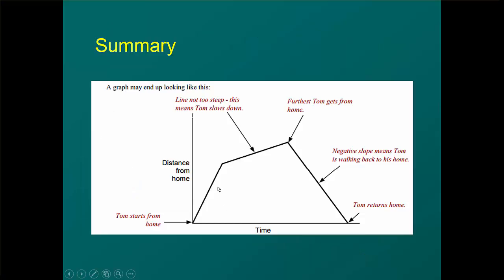So a graph may end up looking like this. Tom starts from home. This is his distance he travels away from home. Here, the line, he's going at a pretty good clip, but then he kind of slows down. It's still at constant speed, but he's slowing down. And then this is the furthest point away from home Tom gets. And then he is going back to his home, or wherever he started out from.